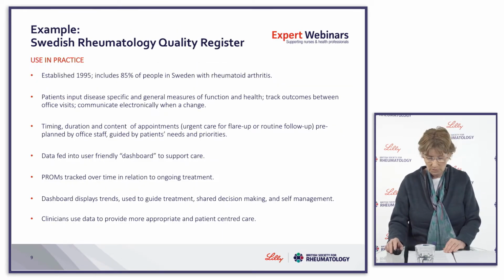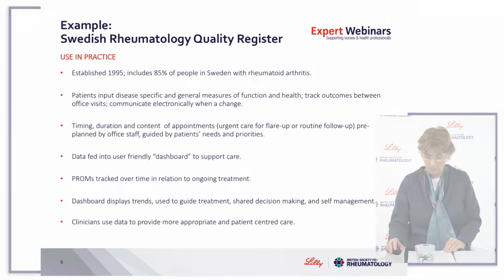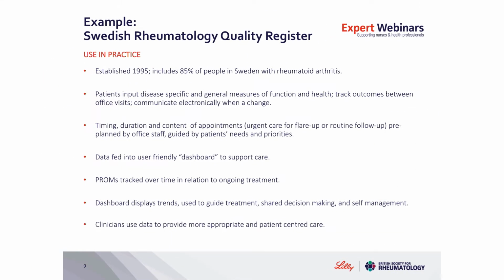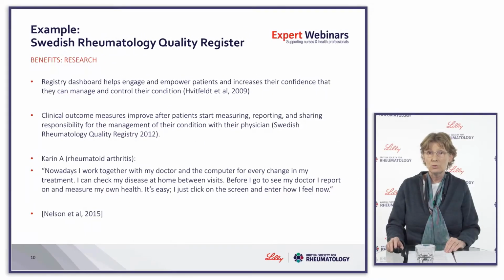So here's an example of PROMs in practice, and it's the Swedish Rheumatology Quality Register, running for over 20 years. Patients log in and they complete disease, function and health measures online between their visits. Clinic staff use the information to guide frequency of appointments. They track treatment responses over time. There's a user-friendly dashboard for staff and patients. And both can use the data to guide their treatment, for shared decision-making and to support self-management. So the dashboard helps people engage and it also increases their confidence to manage their condition.